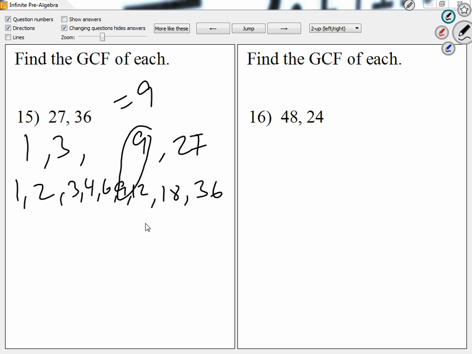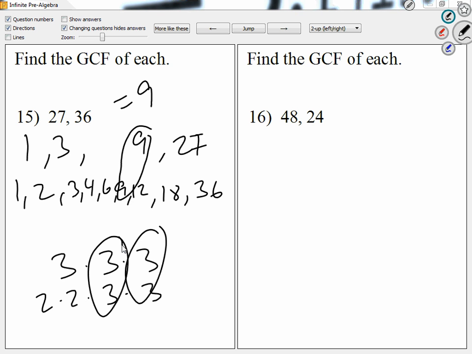If I do a prime factorization, 27 is 3 times 3 times 3, and 36 is 2 times 2 times 3 times 3. Multiply your common prime numbers, and that's how you get your greatest common factor. So you can see you get it the same way. The greatest common factor is the biggest number that goes into 27 and 36. Any questions?